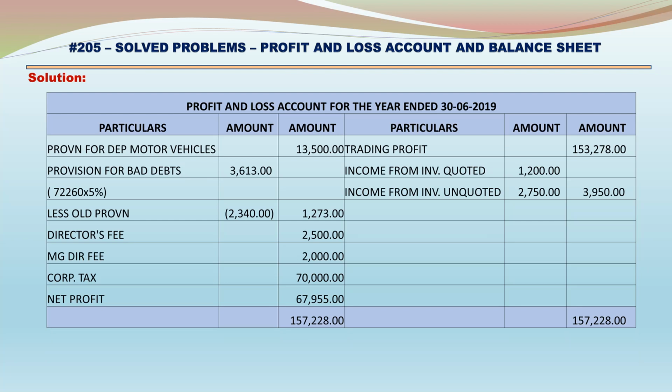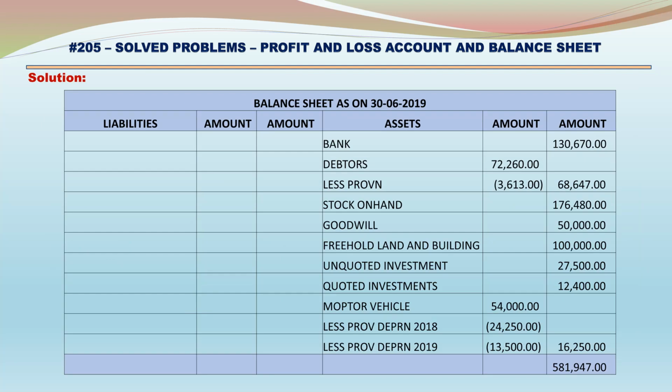Provision for bad debts 3,613, that is 72,260 into 5%, less old provision 2,340, giving 1,273. Director's fees 2,500. Managing director's fees 2,000. Corporate tax 70,000. Net profit 67,955. Total debits 157,228. Balance sheet as on 30th June 2019.